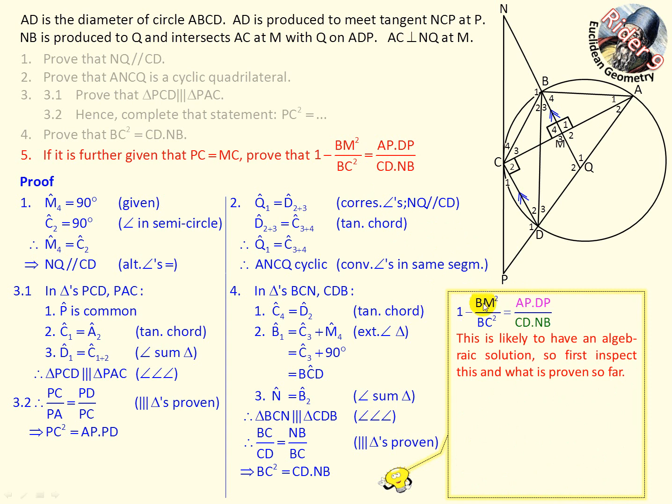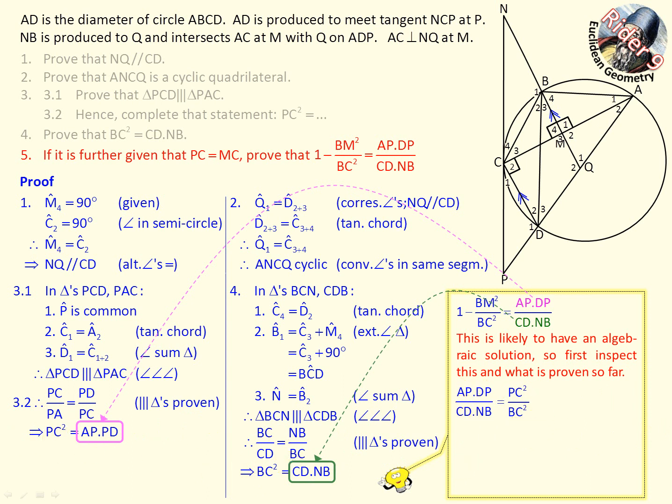We say, well, do we have a BM squared? Do we have a BC squared? Yes, we do. That might be useful. Do we have an AP times DP? Yes. Do we have a CD times NB? Yes. So there we are. Why don't we just put this over this equals PC squared over BC squared? I've taken this over this equals that over that. Or in fact, the other way around. That over that equals that over that.